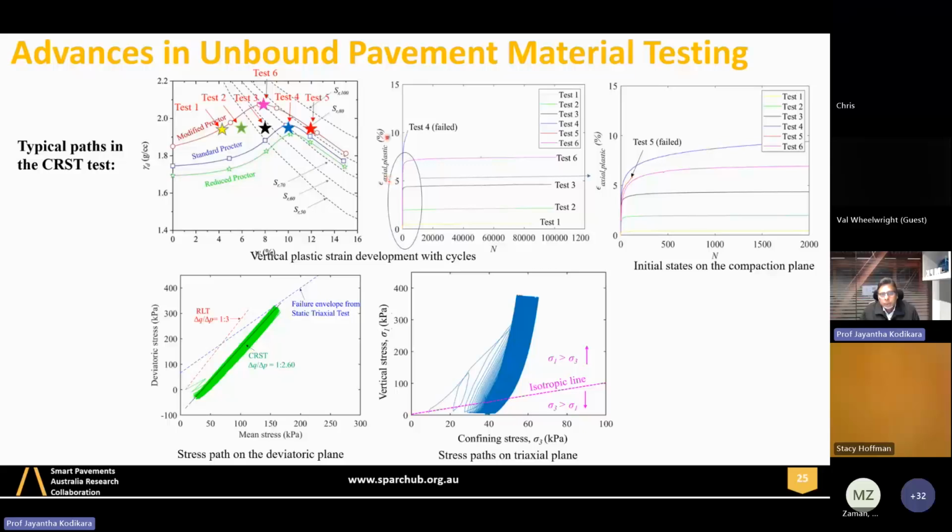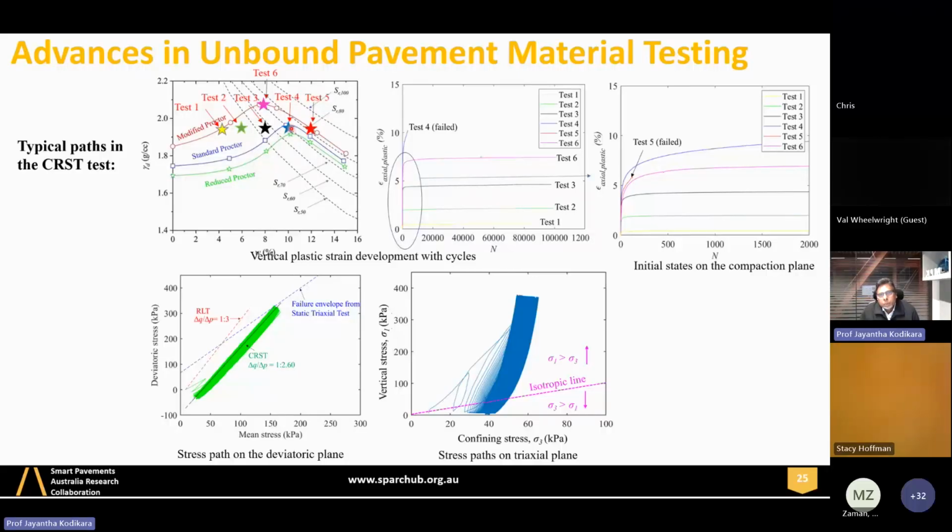It's plastic strain against cycles. So test 1, which is the driest one, has the lowest rutting. Test 2 next, test 3 next, and test 4 has failed. That's on the optimum. It has failed, but these are all close to standard Proctor.